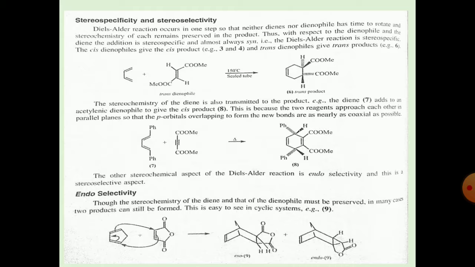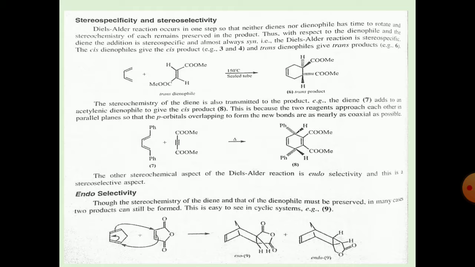Example, the diene added to the acetylenic dienophile to give the cis product, and this is because the two reagents approach each other in parallel planes, so the p orbital overlapping to form the new bonds is as nearly coaxial as possible. So there is a donating group, and an acetylenic dienophile is present, and the formation of the cis product takes place.